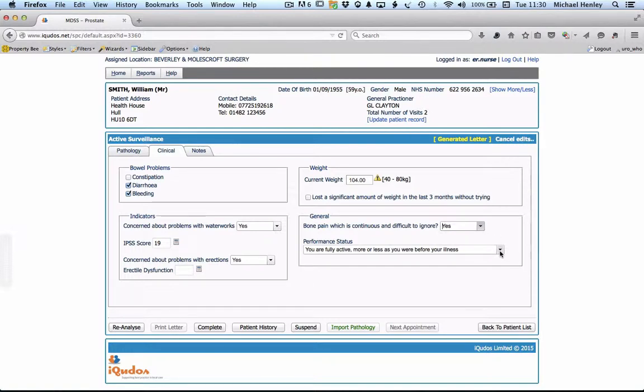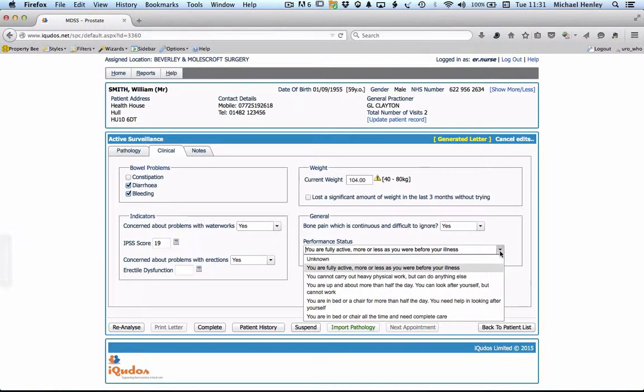And then the final question is one which isn't actually used in the system at the moment, but it's to give a guide of how fit the patient is, which is performance status. And there's a series of questions here. That's not usually going to change very often, so you don't necessarily have to ask that every 6 months, but it should be updated if the patient's general status changes.